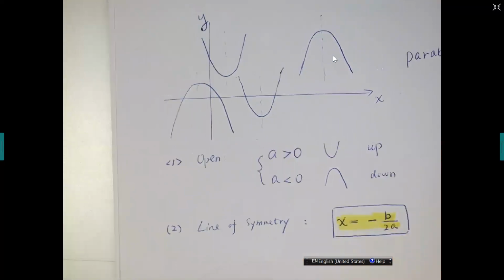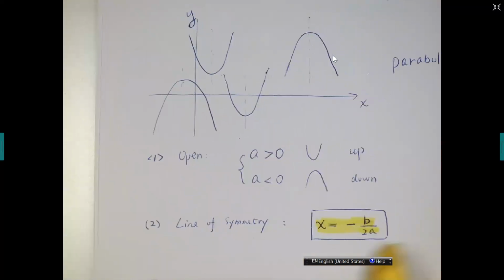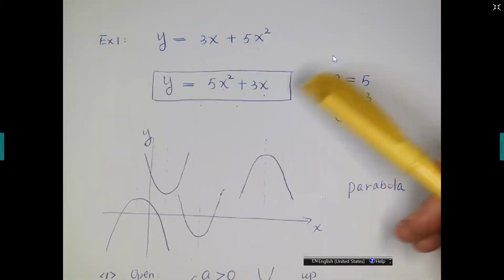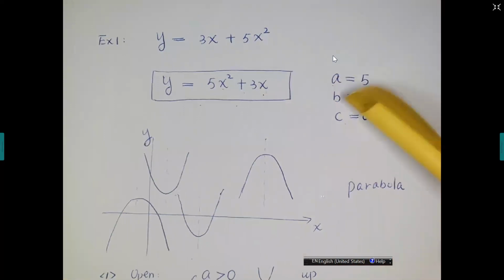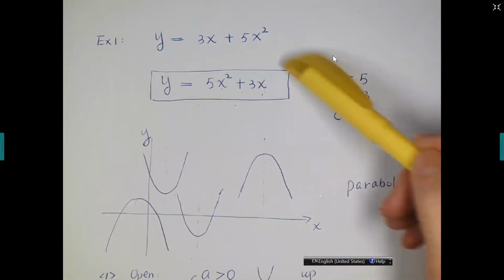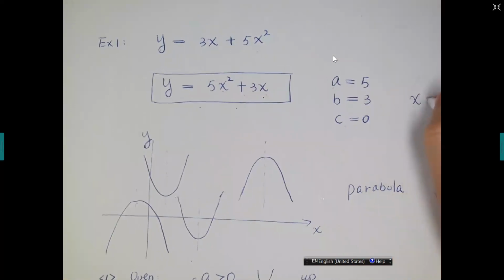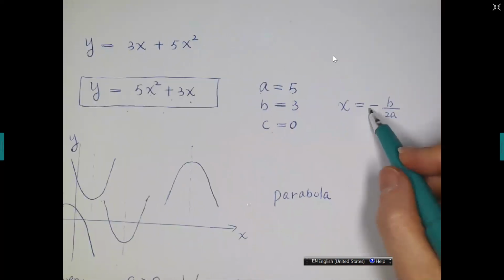For any parabola, its line of symmetry is always determined by the constants in the equation, a and b: x equals negative b over 2a. Okay, how do we use this? That's why we said after we have the quadratic equation, we have to know what a is, what b is, what c is. For this equation here, what is its line of symmetry? Just plug a and b into the formula, x equals negative b over 2a.